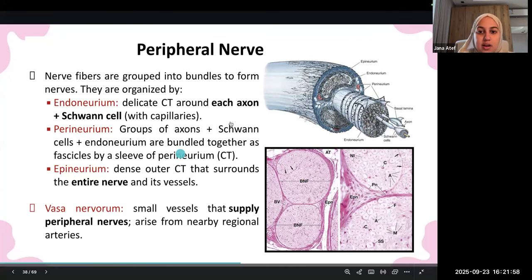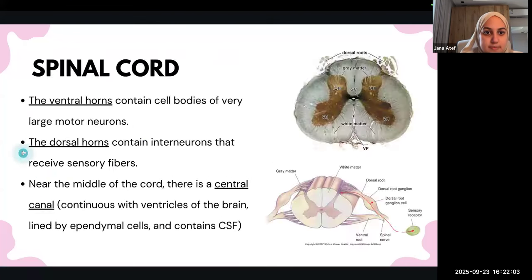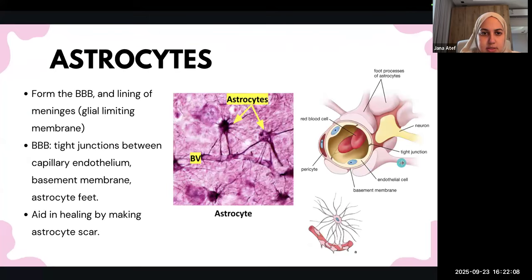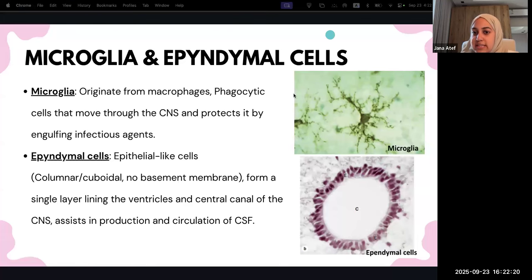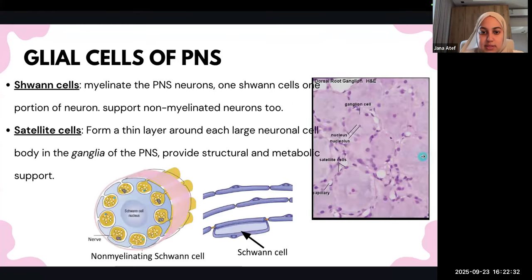Can you go back to ependymal? Okay, yeah, ependymal cells. These are epithelium-like cells. They're either columnar or cuboidal and line the ventricles of the brain and the central canal. Know that ependymal cells release CSF, and they also line the ventricles of the brain and the central canal. Okay, is that clear?